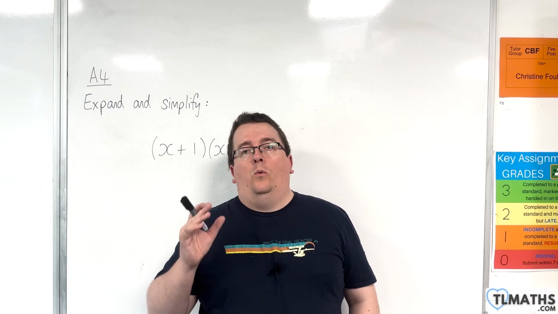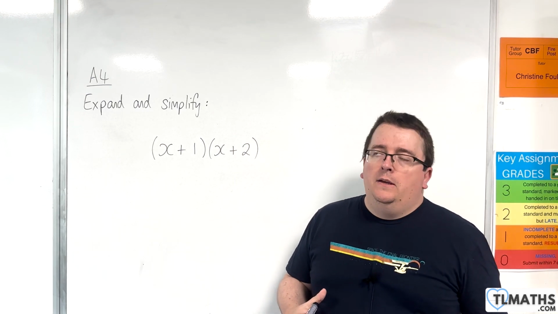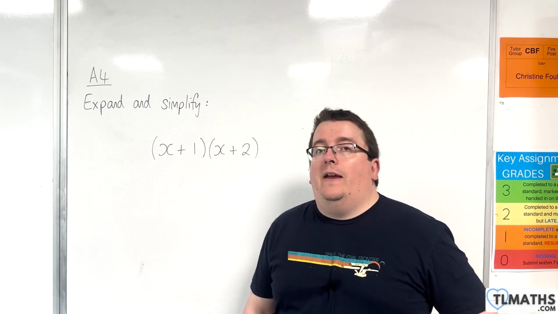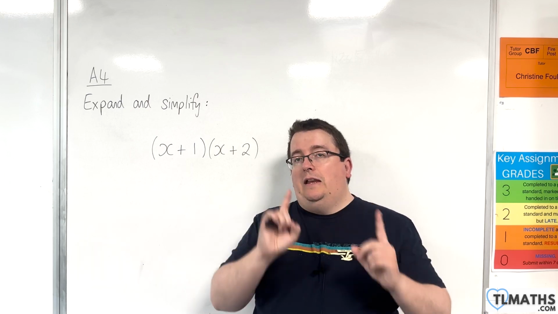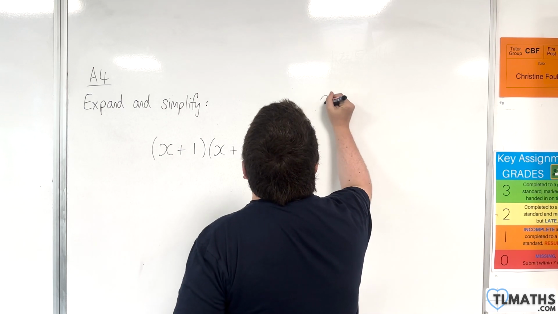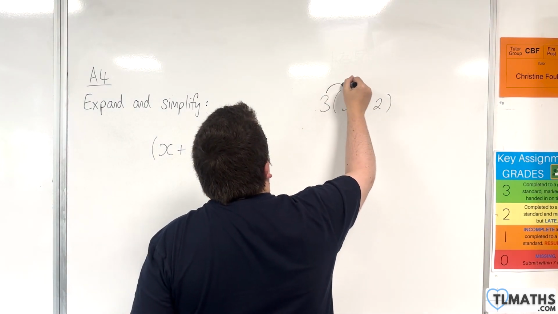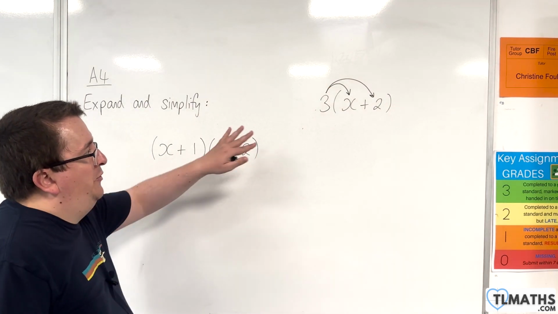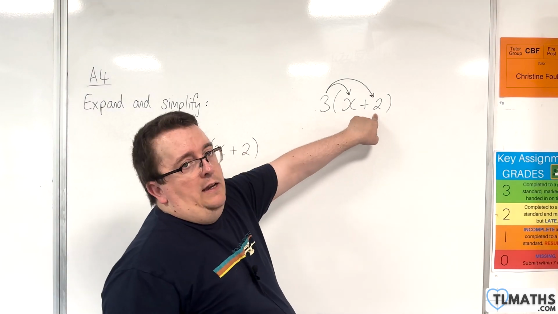So in this video, I want to introduce you to how we can expand double brackets. Now, when we've been expanding single brackets, the idea is that everything that is on the outside of your bracket multiplies with whatever's inside the bracket. So, for example, if you've got 3 lots of x plus 2, I know I need to multiply the 3 by the x and the 3 by the 2. So whatever's multiplying on the outside needs to multiply with everything in that bracket.